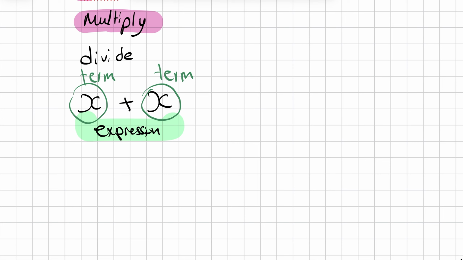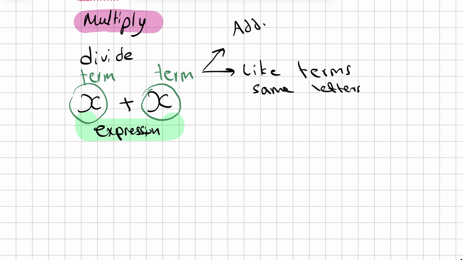So here we have like terms. Why do we have like terms, Mr. Nasser? Because they are the same letters. So this only happens in addition and subtraction. I cannot add or subtract different terms. I can only add or subtract like terms, and the same rule goes for both.